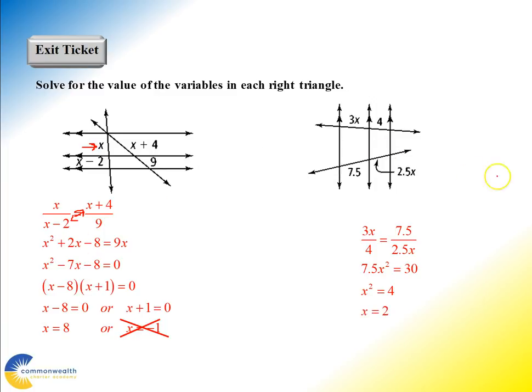But again, since x being negative 2 would make these two in particular negative, and I can't have negative lengths, it doesn't make any sense, so I would throw that out anyway. So x equals 2 is the one and only answer. And that is the end of that.